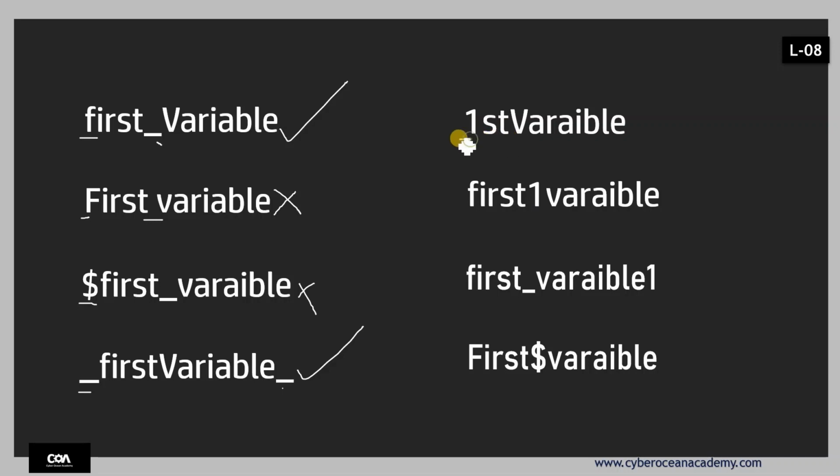Here the first character is a digit, so it is not a valid variable name. Same way, here the first character is an alphabet and it contains a digit, so it is a valid variable name. Here the first character is an alphabet, it contains an underscore and a digit, so it is a valid variable name. Here the first character is an alphabet, but it contains a dollar sign, so it is not a valid variable name. Okay, now let's talk about the meaning of declaration and definition of a variable.